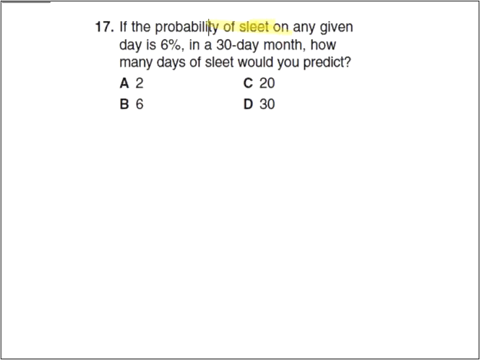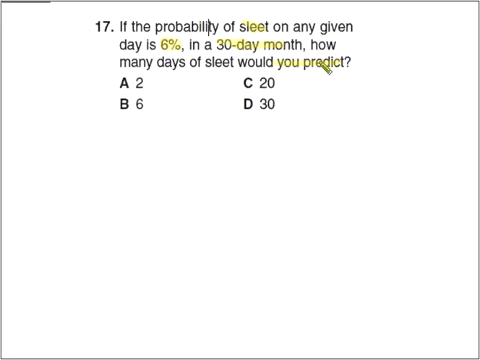I'm looking at Chapter 8, Test C, that was given for homework, and it's looking at number 17 on that sheet. Number 17 states, this is problem solving. The probability of sleet on any given day, now sleet is an icy rain, is 6%. That's not the same as 6 out of 100, not a high percent. In a 30-day period, 30-day month, how many days of sleet would you predict?